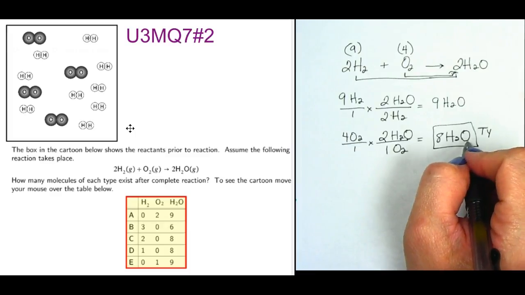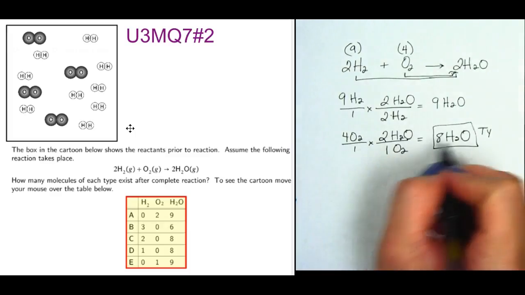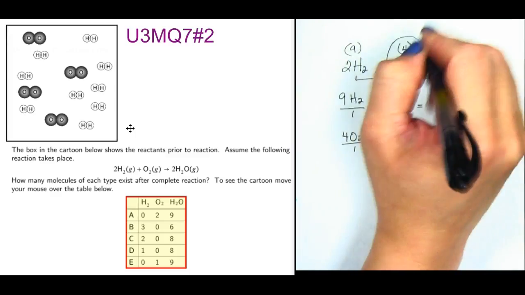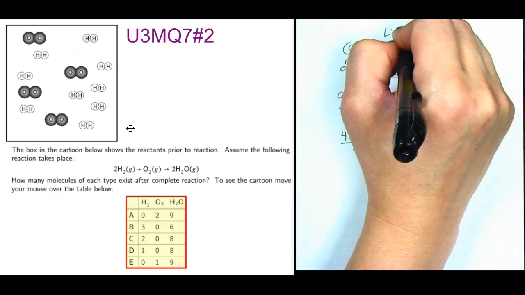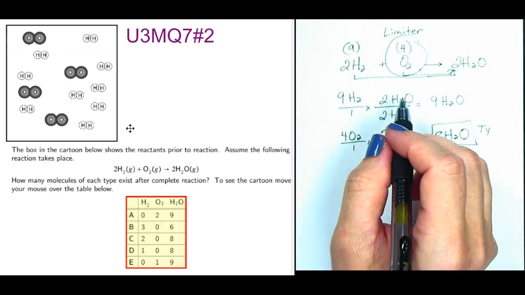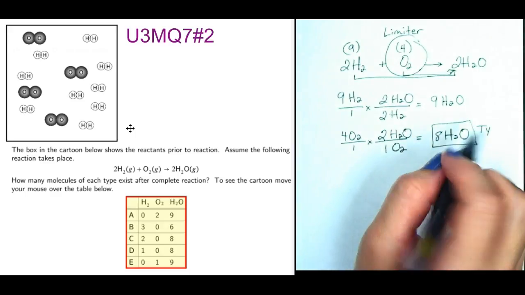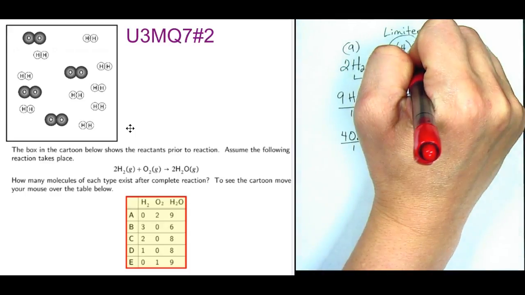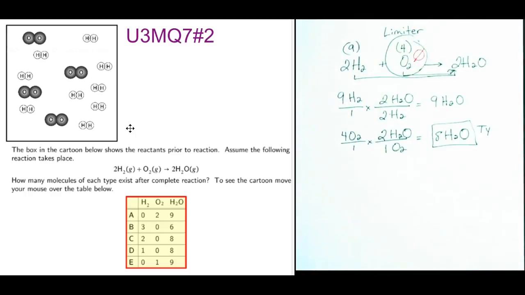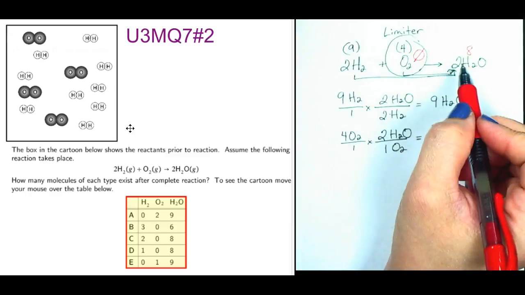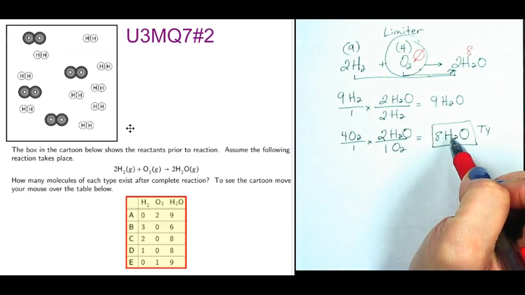And because the oxygen is what we use to make that yield, we're going to run out of oxygen first, which makes oxygen our limiter in this problem. The limiting reactant is going to be used up completely. So after this reaction, we will have 0 moles of oxygen remaining. We just determined that we're going to make 8 waters based off of the amount of oxygen.